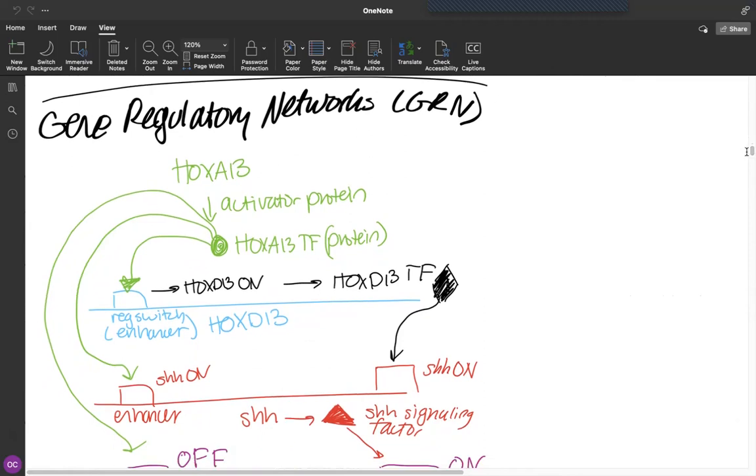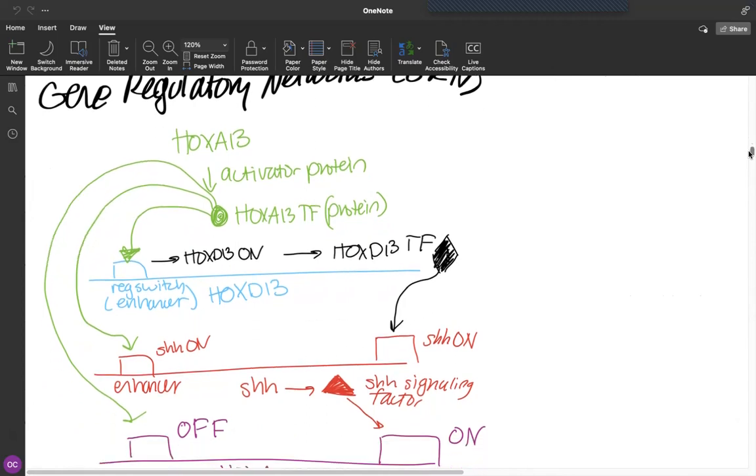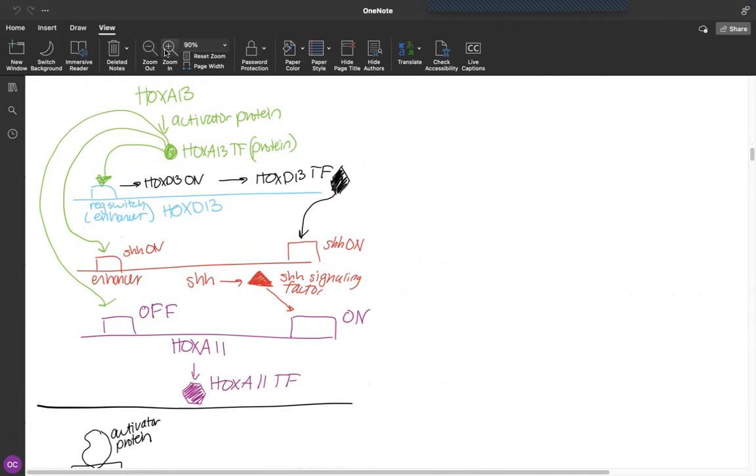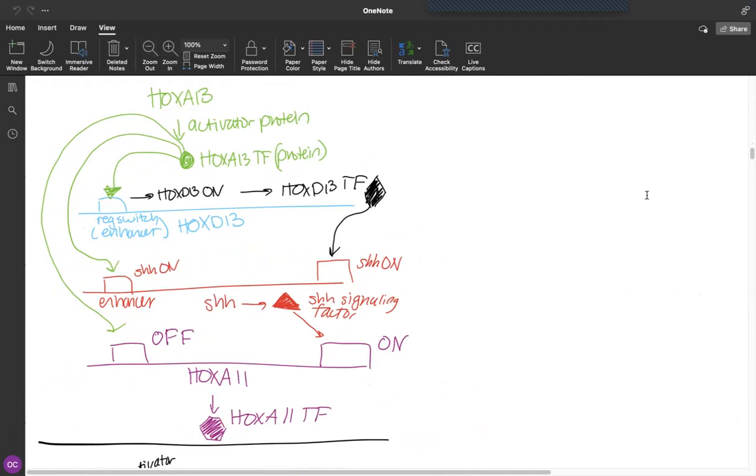Another key topic that we talked about are gene regulatory networks, or GRNs. And again, the Hox genomic loci are great for this. So Hox genomic loci produce transcription factor proteins. And then these transcription factors bind to promoters, which can be enhancers or repressors, turning on transcription or turning it off.